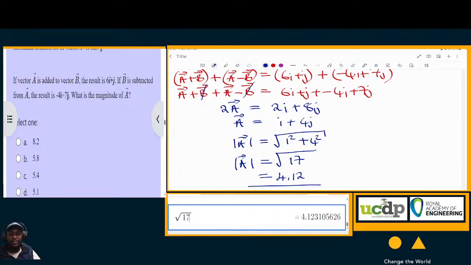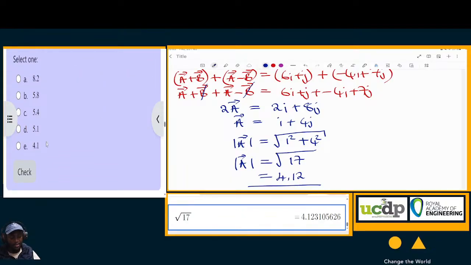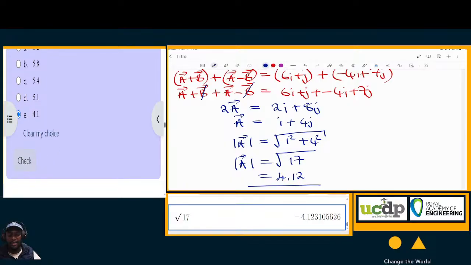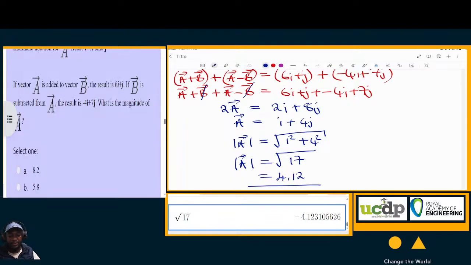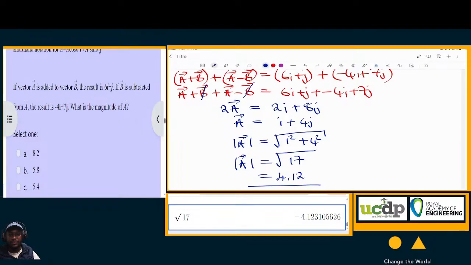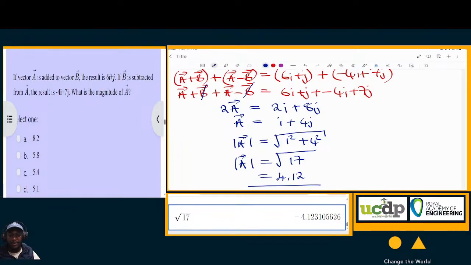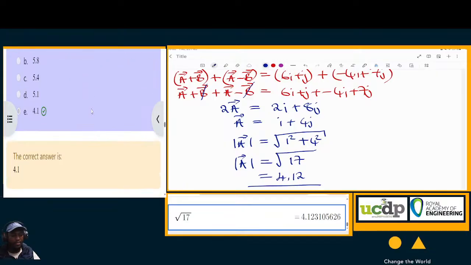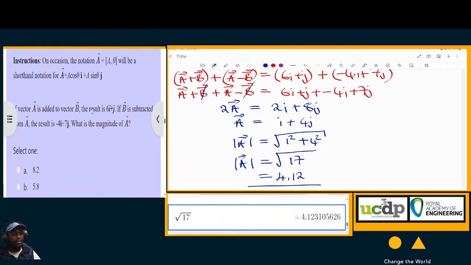So let's say, do we have an option like that on our answers? 4.12, or we put 4.1. That still should do. Check our answer. So it does confirm that our answer is correct. So that's how you'd solve this problem.